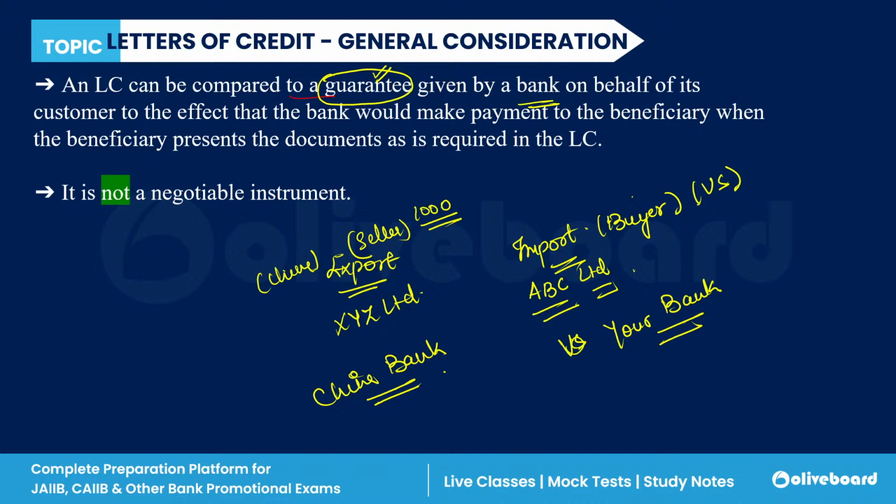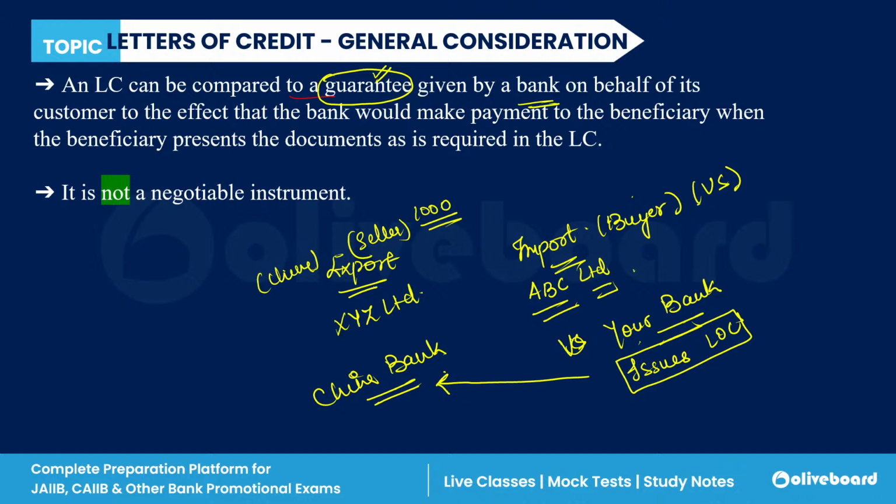ABC Limited needs to provide all the details about the transaction, like what the terms and conditions of the sale should be and what the amount of the sale should be. If your bank is satisfied, then your bank issues the letter of credit, and this letter of credit is sent to the China bank.